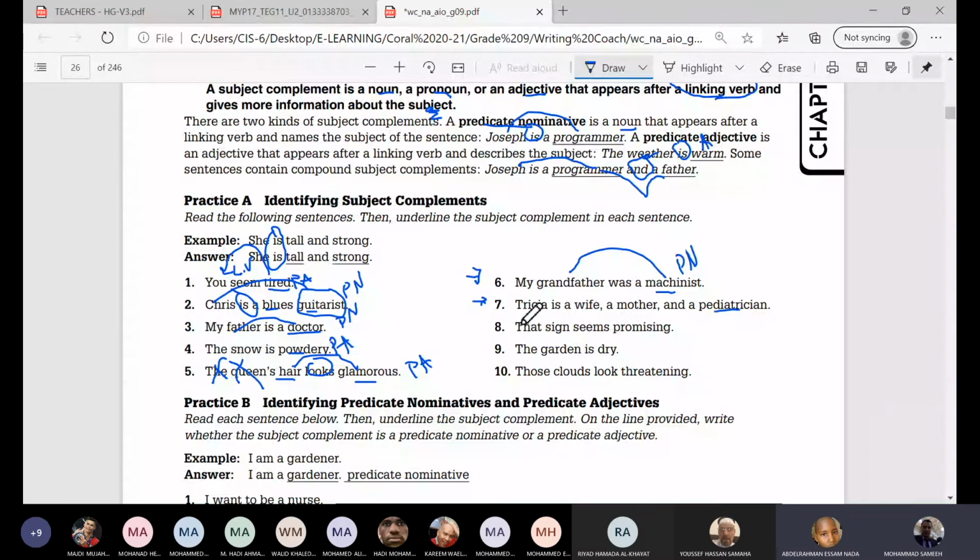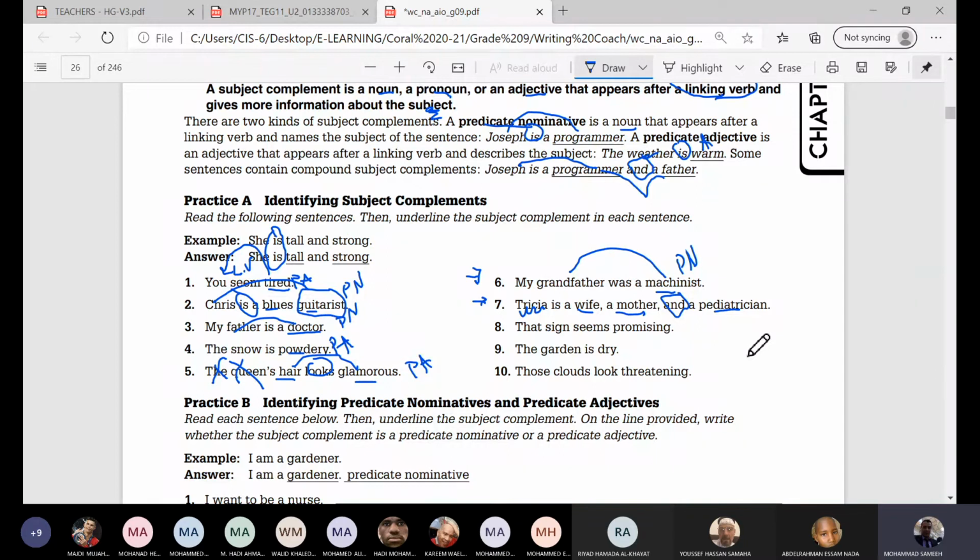Tricia, pediatrician, mother and wife, and they describe Tricia, of course. There are 3 names to Tricia. She's a wife, and she's a mother, and she's a pediatrician. So those 3 descriptions or renamings are for Tricia, after the linking verb is. And there is and, as I told you. Once there is and, the subject complement is a compound subject complement. It could be 2 or 3 or even more.